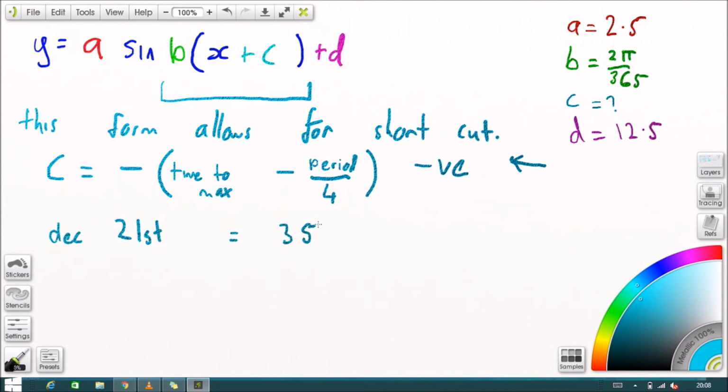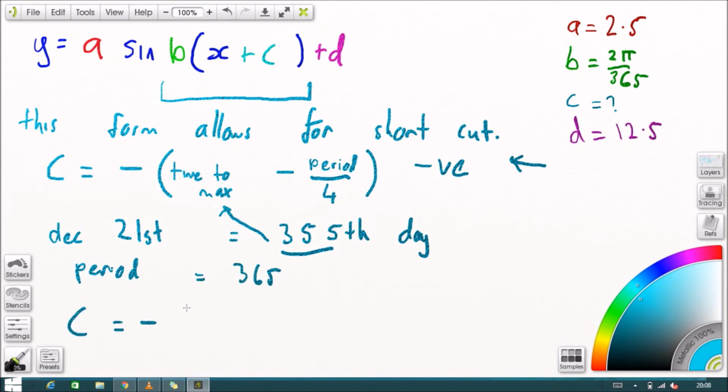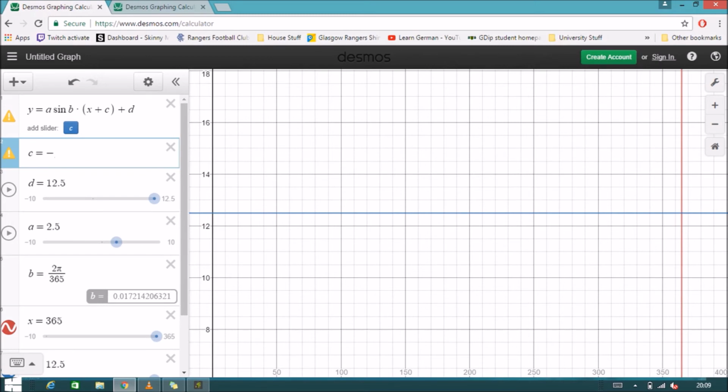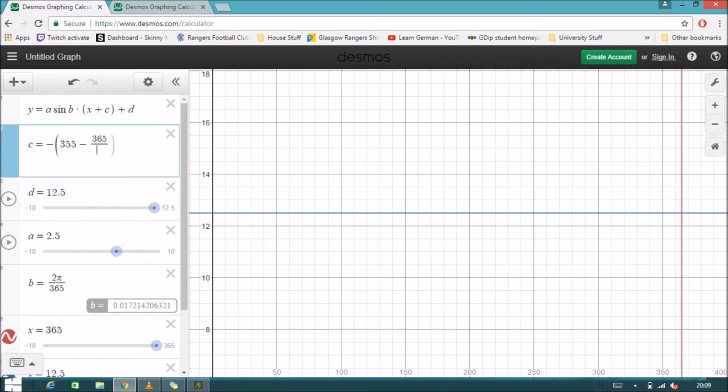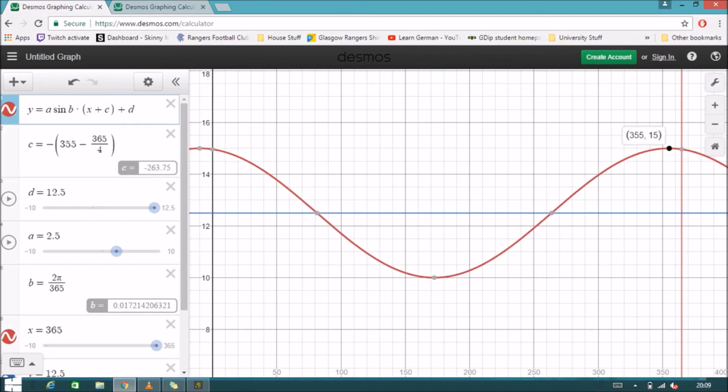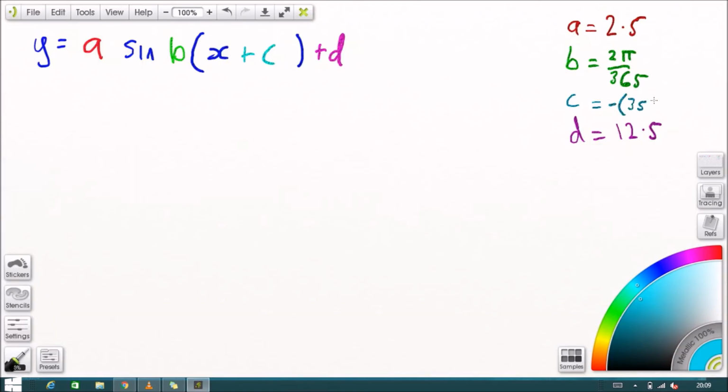Okay, so December the 21st is 355 days away from the beginning of the year. So our time to maximum is 355 days. Our period is 365 days. So we're going to write that as c equals minus, because we're shifting it along to the right, 355 minus 365 divided by 4. Right, and as you can see, that graph is now shifted along such that the maximum point is right there on day 355, which is the 21st of December. And the minimum's down there sometime in June, halfway along the cycle. So there's our c value.